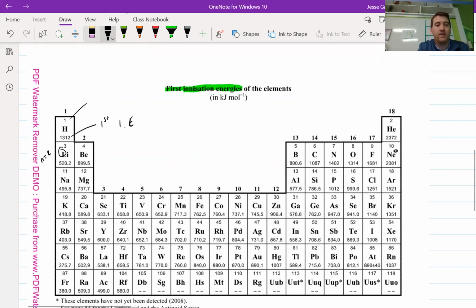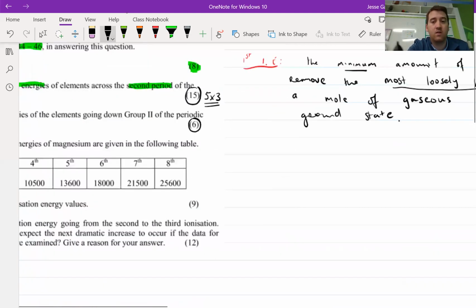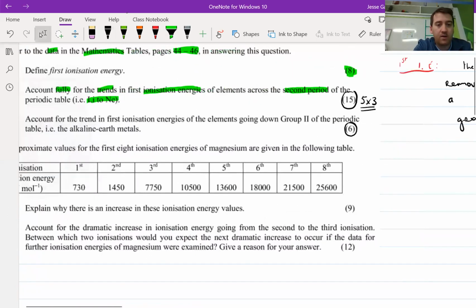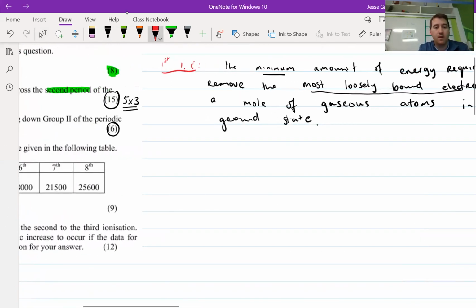So what is happening here? Let's see what we see. It starts at 520 and goes up to 2080. First ionization energy increases from lithium to neon. That's what most people would do. They would see that trend, explain it, and move on. Let's do that first of all. This is part B, so we'll label it part B, across n equal to 2.